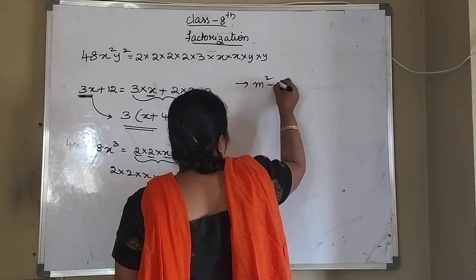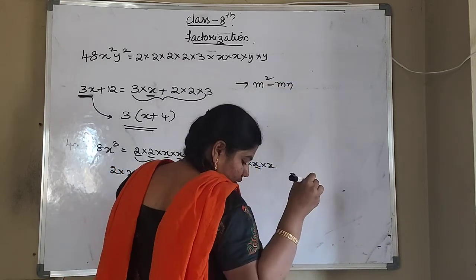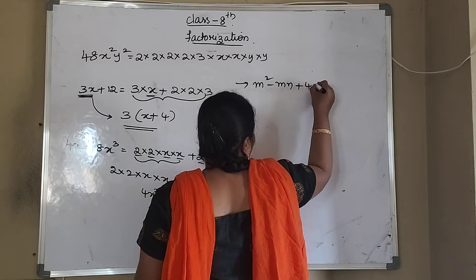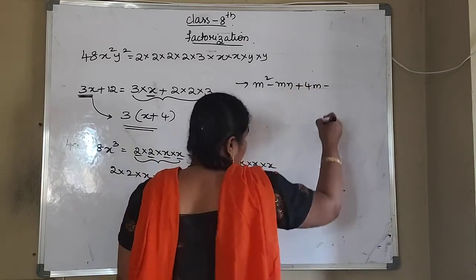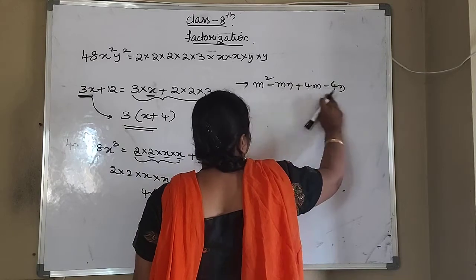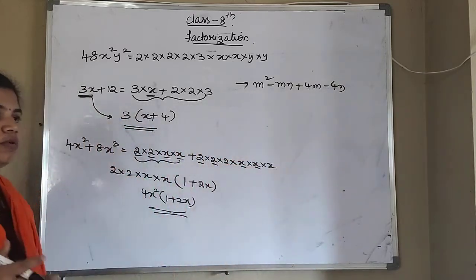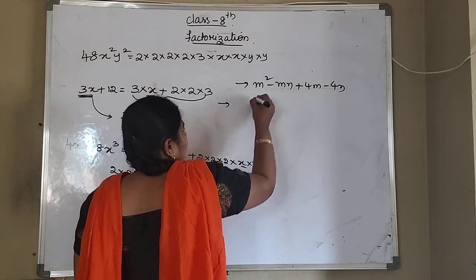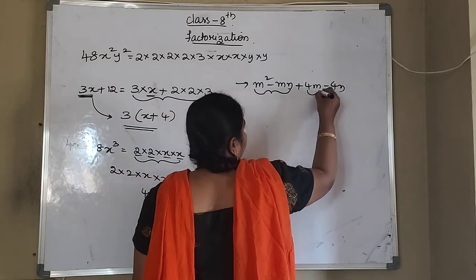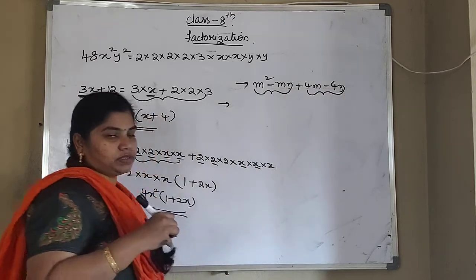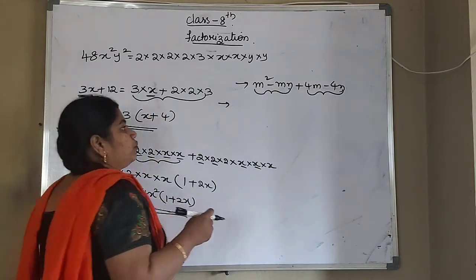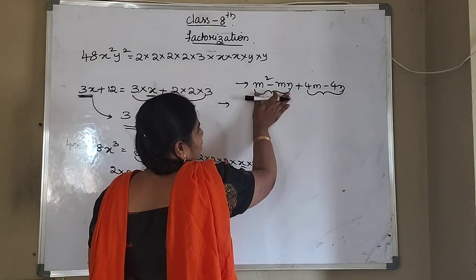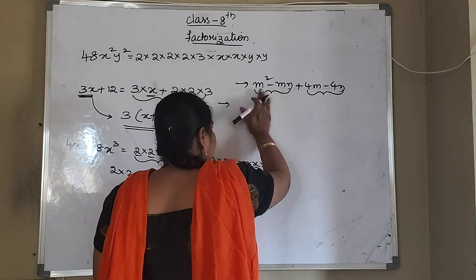So m square minus mn plus 4m minus 4n. So these are four different terms. I want to find a factor for that. Okay, so how to factorize this? First two terms you take, after that you factorize the last two terms. Okay, so now the first two terms. In these first two terms, what are the common factors?